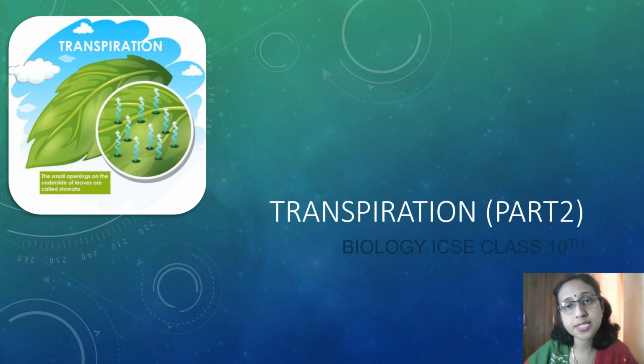So we are going to discuss today the experiments with which we can prove whether transpiration is happening or not in plants, and how it is happening. We are going to discuss 4 to 5 different experiments today, as well as the weighing method and Ganong's potometer for measuring transpiration. So let us start with today's episode of transpiration part 2.